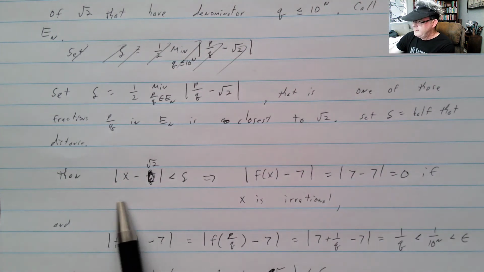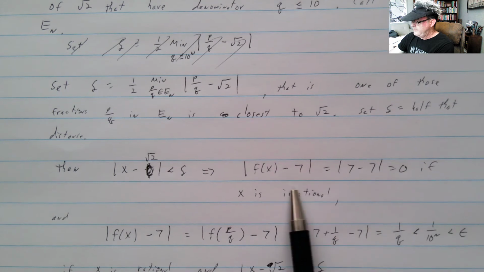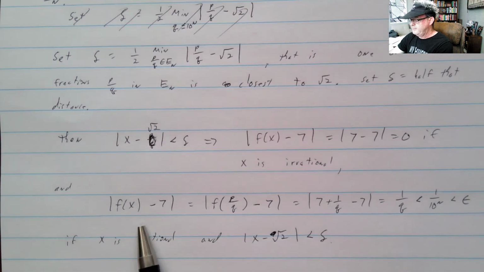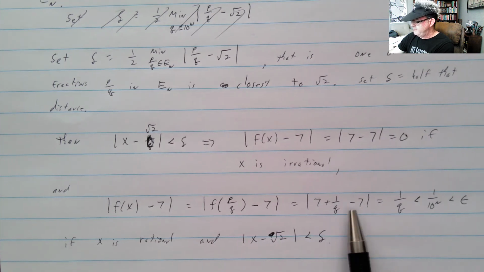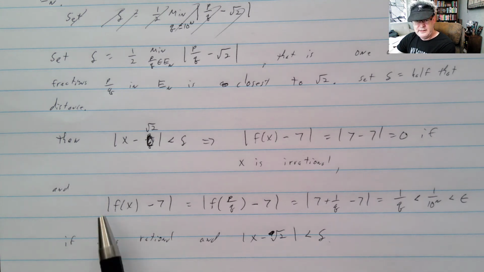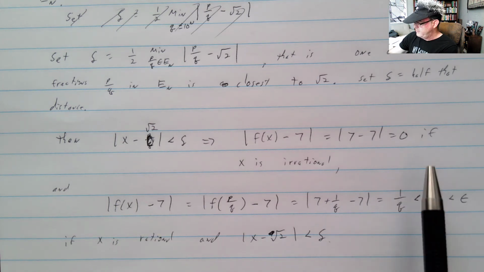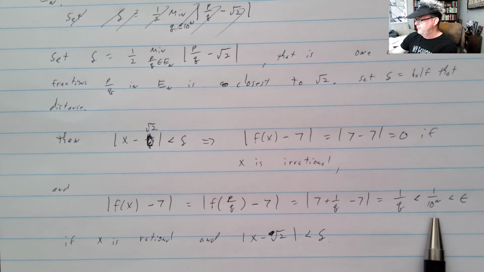And so if that's delta, then now if I have |x minus root 2| less than delta, again, f of x minus 7 is 7 minus 7, or 0, if x is irrational. And f of x minus 7 will be f of p over q minus 7, but that's 7 plus 1 over q minus 7, which is 1 over q. But that's going to be less than 1 over 10 to the n, which is less than epsilon, for rational x. So in this interval, I always have |f of x minus 7| less than epsilon. It's either equal to 0, which of course is less than epsilon, or it's equal to 1 over q, which will be less than 1 over 10 to the n, less than epsilon.